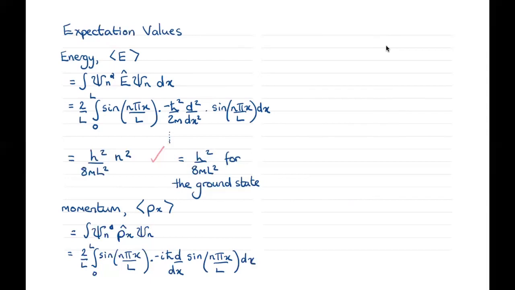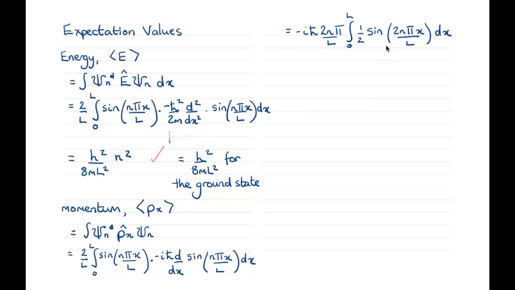Let me do one intermediate step for you, rearranging things a little bit. This is minus i h bar 2n pi over L, the integral from 0 to L. I can rewrite my sine cosine as a half sine 2n pi x over L dx.